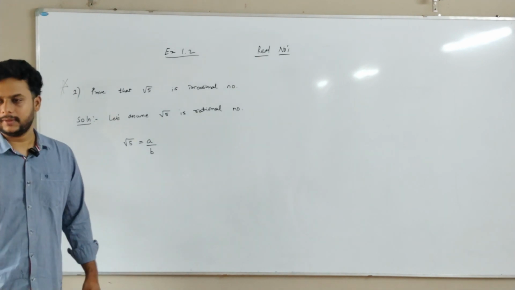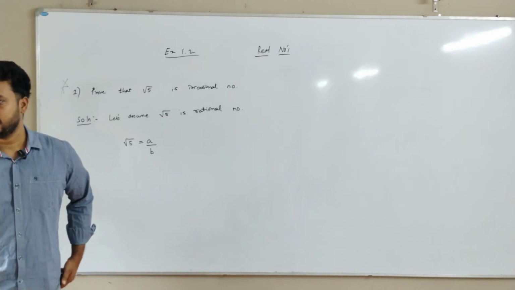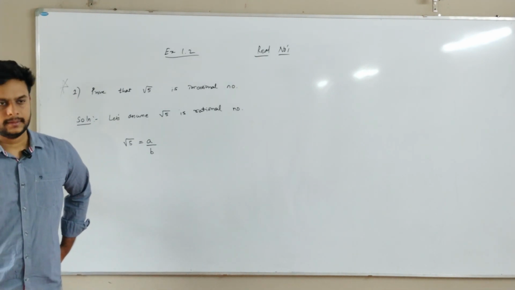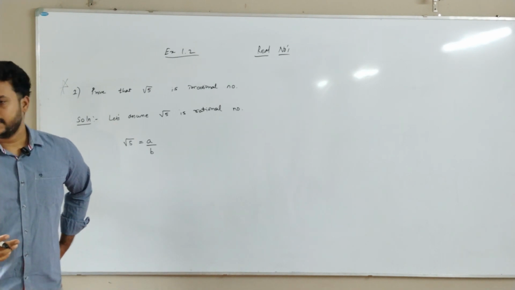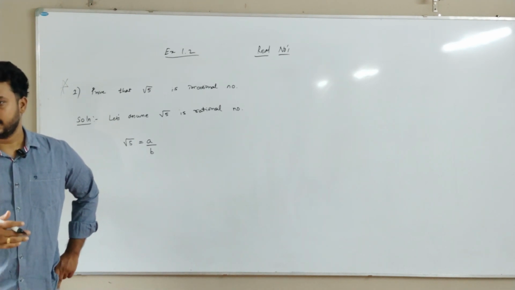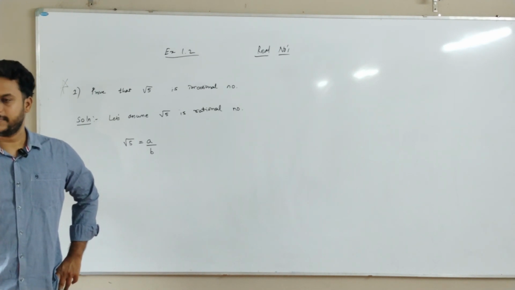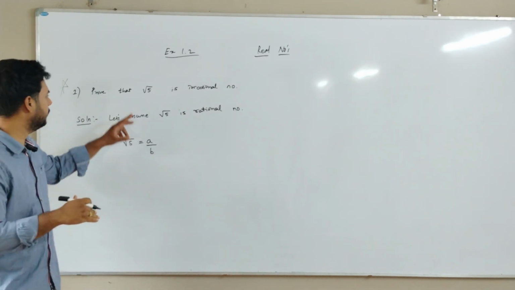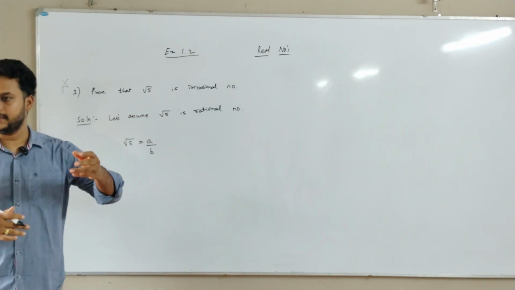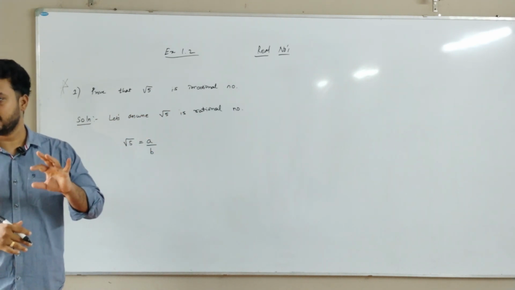Yes or no? What's a rational number? Yesterday we have studied. Day before yesterday, first class. Rational number will be in the form of p by q. Correct? 3 by 4, 2 by 5, 7 by 3. P by q format. If it's not in the format of p by q, then it is an irrational number. So first I will take root 5 as a rational number.